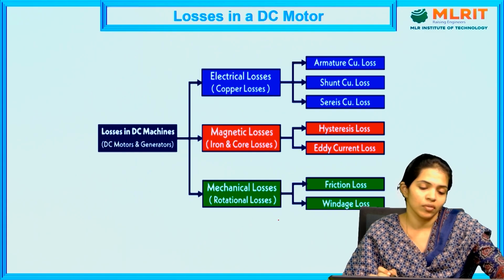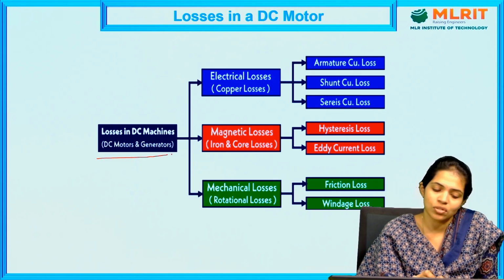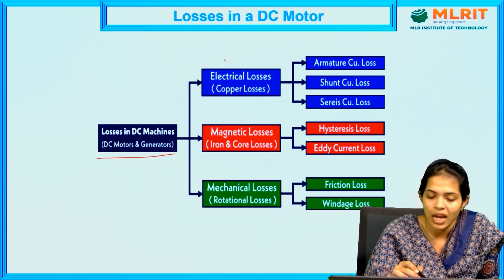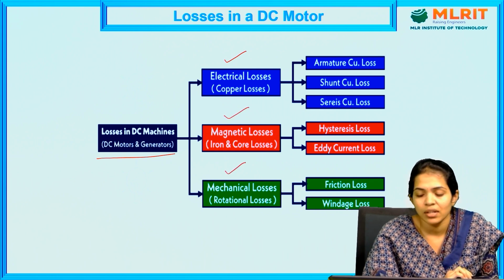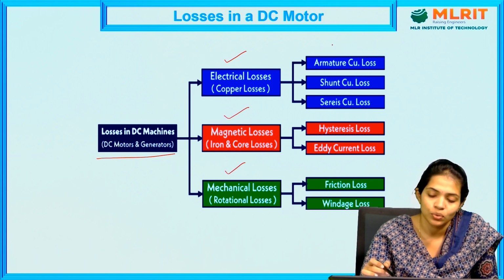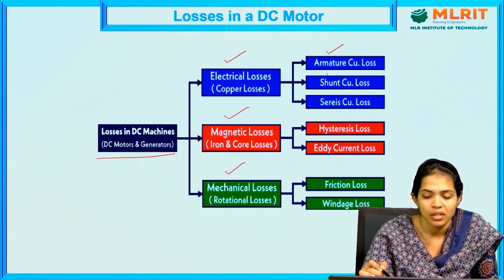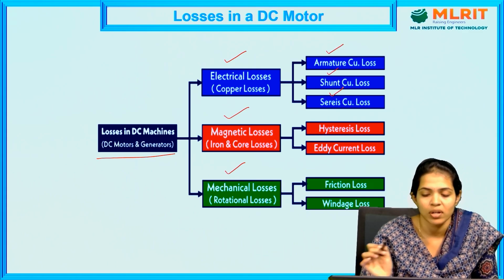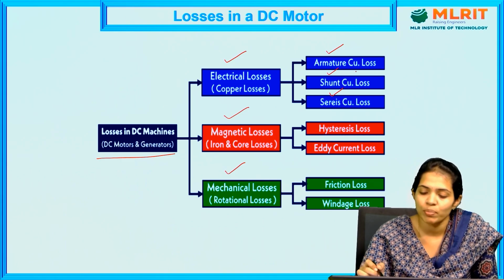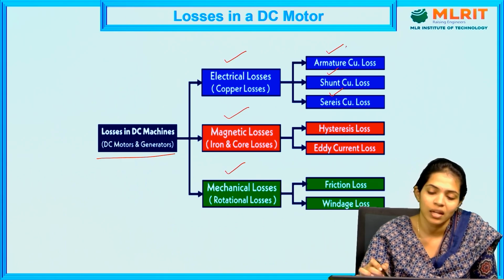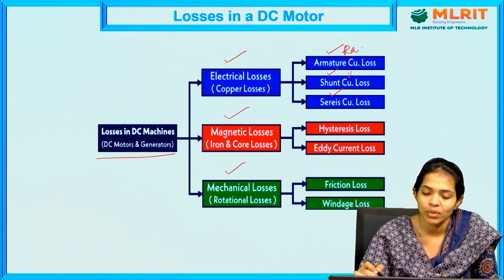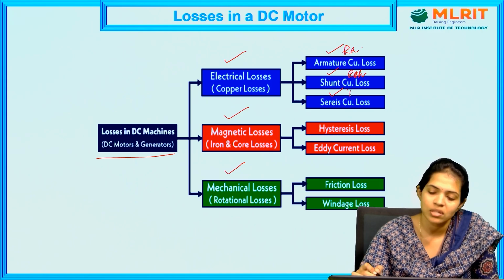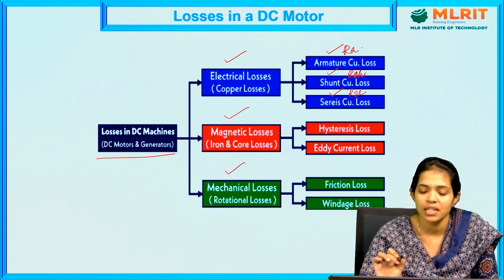So the first kind of losses, basically the losses in the DC machines, are divided into electrical losses, magnetic losses and mechanical losses. Electrical losses are further divided into three kinds: armature copper loss, shunt copper loss and series copper loss. Armature copper loss is the loss occurring in the armature resistance. Shunt copper loss is the copper loss which occurs in the shunt field winding. Series copper loss is the copper loss which occurs in the series field winding.